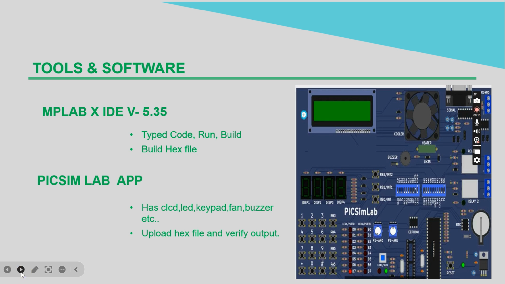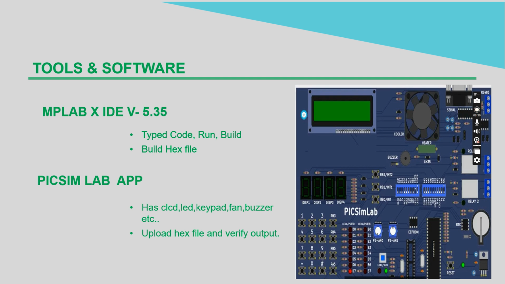Then, to implement the project, we have used some tools and software. MPLAB X IDE version 5.35, the latest version of MPLAB. I use this to write my embedded C programs, in which I can build, correct the errors, and convert my C program into a hex file.